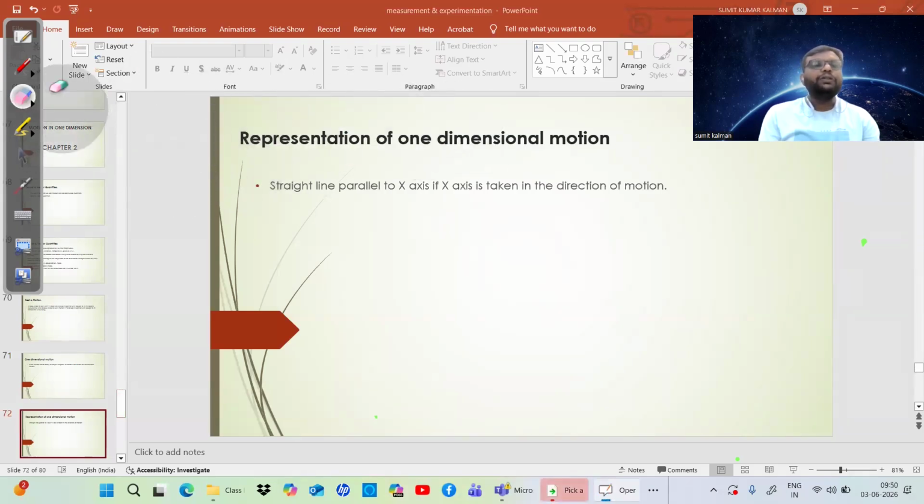Now, friends, representation of one-dimensional motion. We will see how to represent one-dimensional motion. Friends, a straight line parallel to the x-axis, if the x-axis is taken in the direction of motion. In this way we will represent one-dimensional motion. We will proceed further.